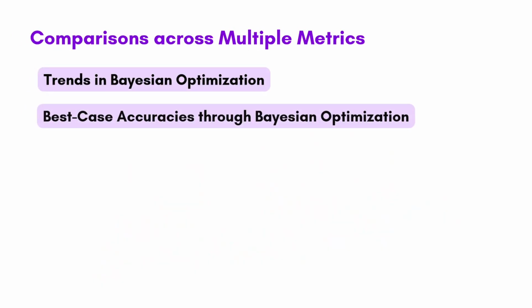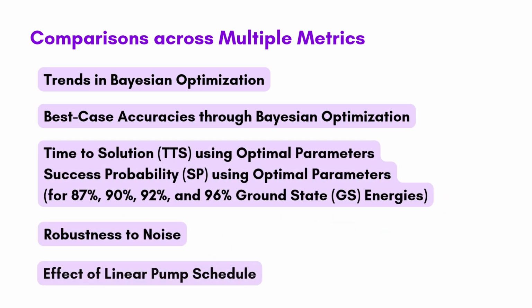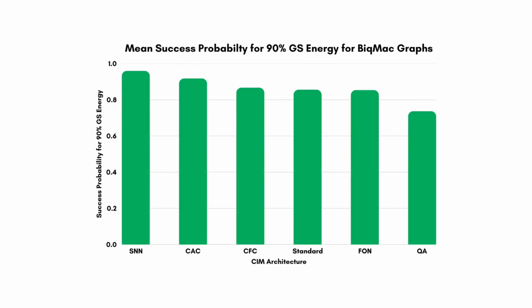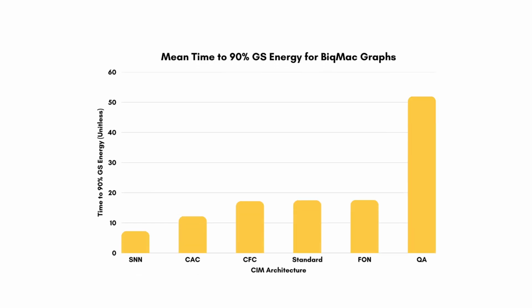We conduct a comprehensive evaluation by assessing all CIMs across multiple metrics. For instance, on this metric, which is success probability for 90% of the ground state energy for BigMac graphs, we find that the CIM with spiking neural network, or SNN, has the highest success probability, followed by the rest. Similarly, when looking at time to solution at the same ground state energy and for the same max-cut problems from BigMac, CIM SNN is the fastest and hence the best performing.